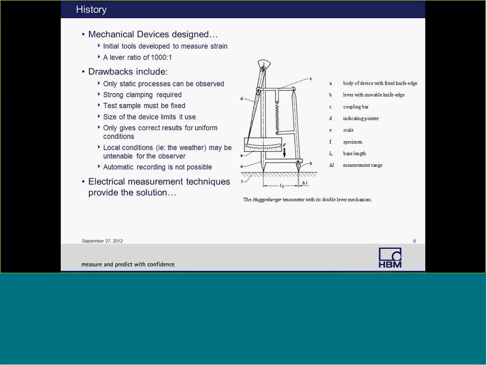This had several drawbacks, including that only static processes could be observed. Strong clamping of the tensometer to the item under test was required. The test sample had to be fixed. The size of the device limits its use, and it only gives correct results for uniform conditions. Local conditions such as the weather may be unobtainable for the observer, and there was no way to automatically record any of the measurements made. So an electrical measurement technique would provide the solution.